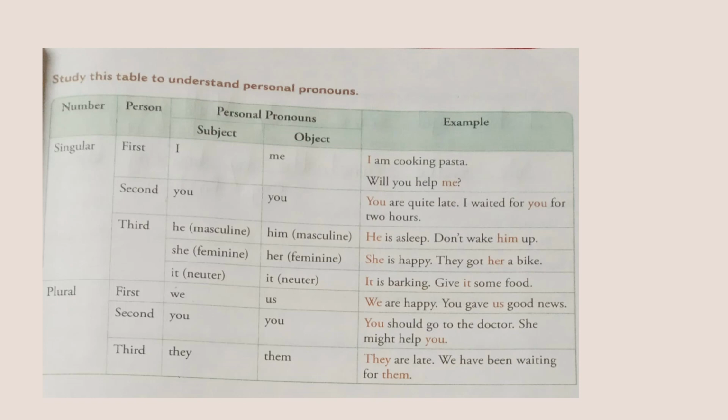Study this table to understand personal pronouns. Here singular, plural, and person are given: first person, second person and third person for singular and for plural, and the personal pronouns are given, subject and object, with examples also. With this you can understand, if the subject is I, what is the pronoun? Me, you, he, him, she, her, it, we, us, you, they, them. I told you this. So this table also you read for more reference. Okay, once again, thank you.